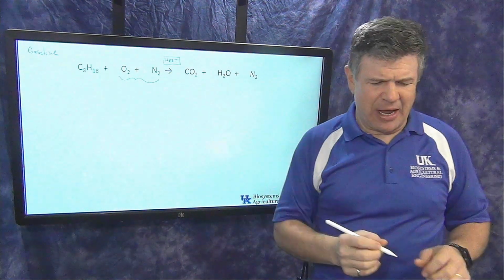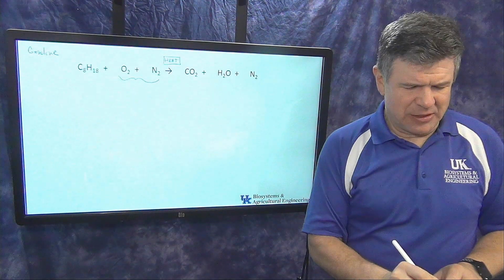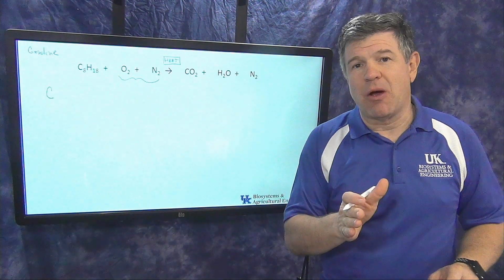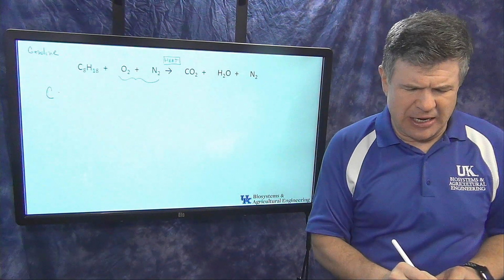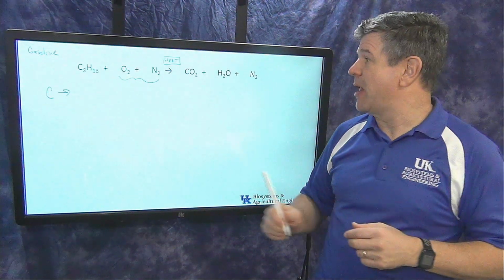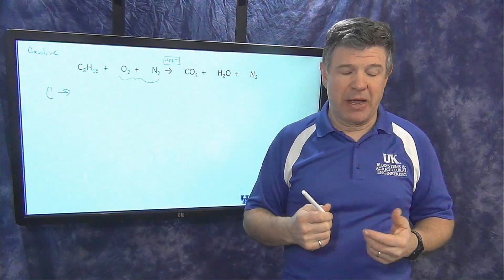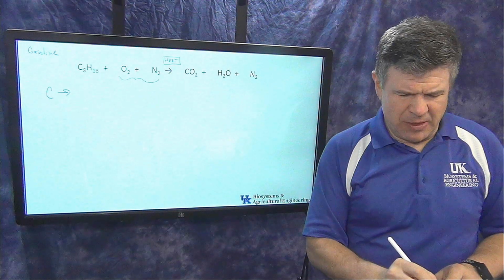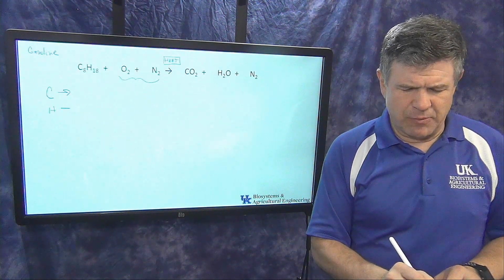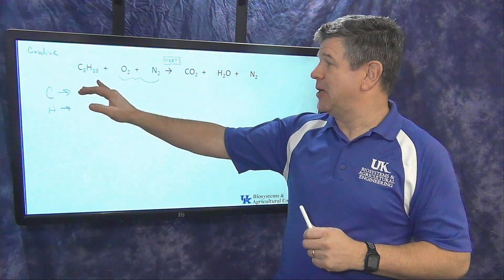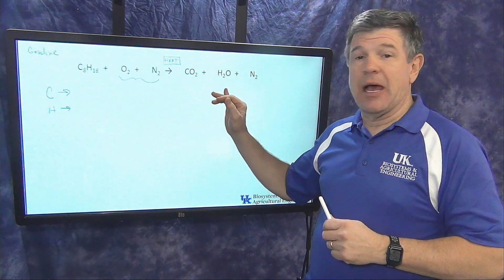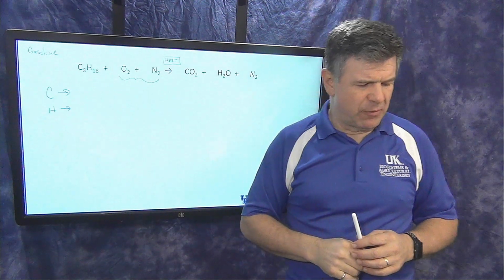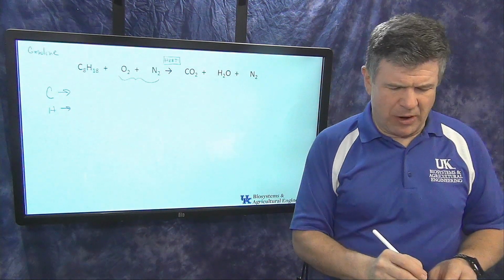So here are the steps that I like to use to attack these. I look at the carbon atoms first. I look at how many carbon atoms I have on the left-hand side, and I see how many carbon dioxides I'm going to need on the right-hand side to balance that. So I go carbon from left to right, first step. Then I do hydrogen from left to right. That's my second step. See how many hydrogens I have over here and how many I'm going to need over here to balance that out.